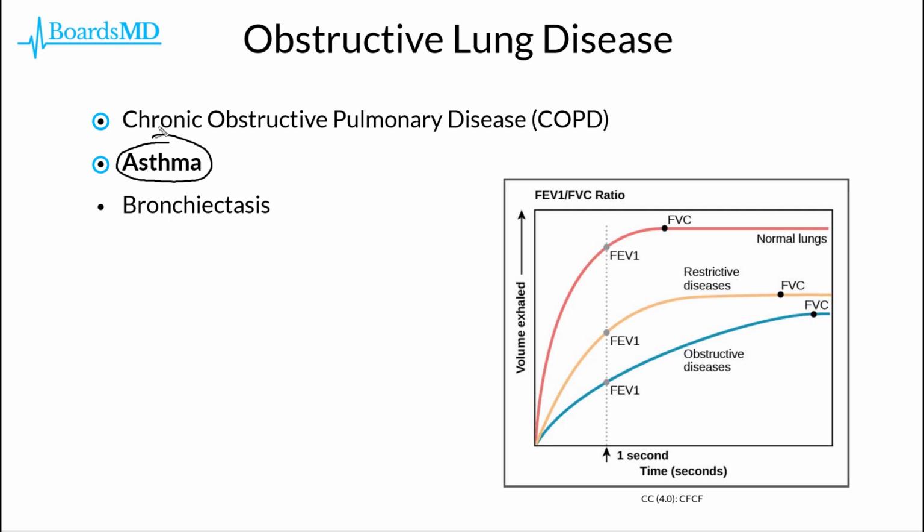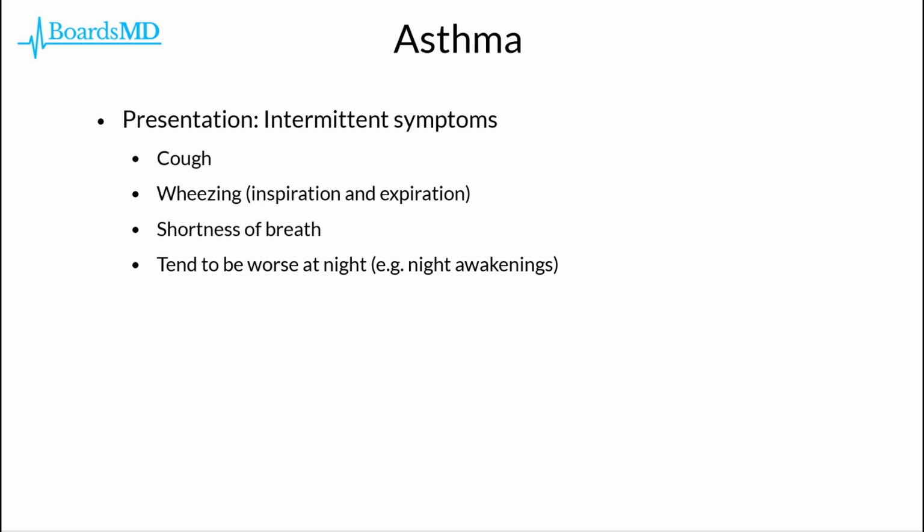And just to briefly review here, what unites these obstructive lung diseases is that in all of them, we are going to see a drop in both the FEV1 as well as the FVC, or forced vital capacity. However, the drop in the FEV1 will be greater than the drop that we see in the FVC, thus resulting in a decrease in the FEV1 to FVC ratio, which is a hallmark of obstructive lung disease. Without further ado, let's delve into asthma in detail.